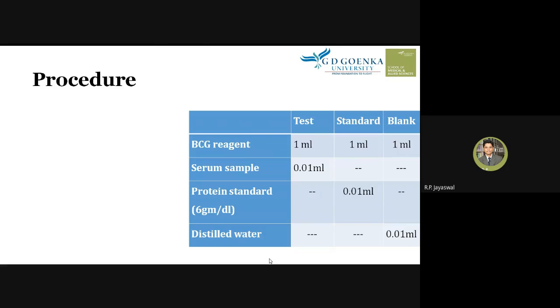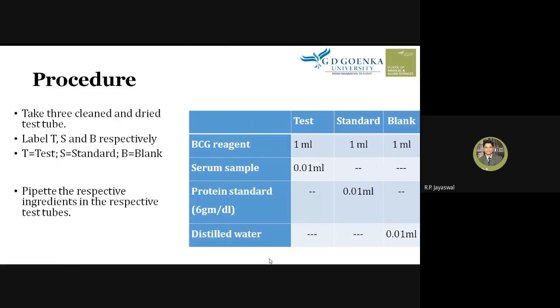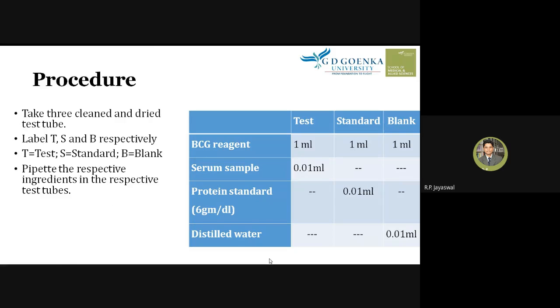This is the procedure. We'll take 3 test tubes. They should be cleaned and properly dried. We should label them T, S, and B: T for test, S for standard, B for blank. Now pipette the respective ingredients into the respective test tubes. The ingredients are serum, protein standard, distilled water, and BCG reagent.